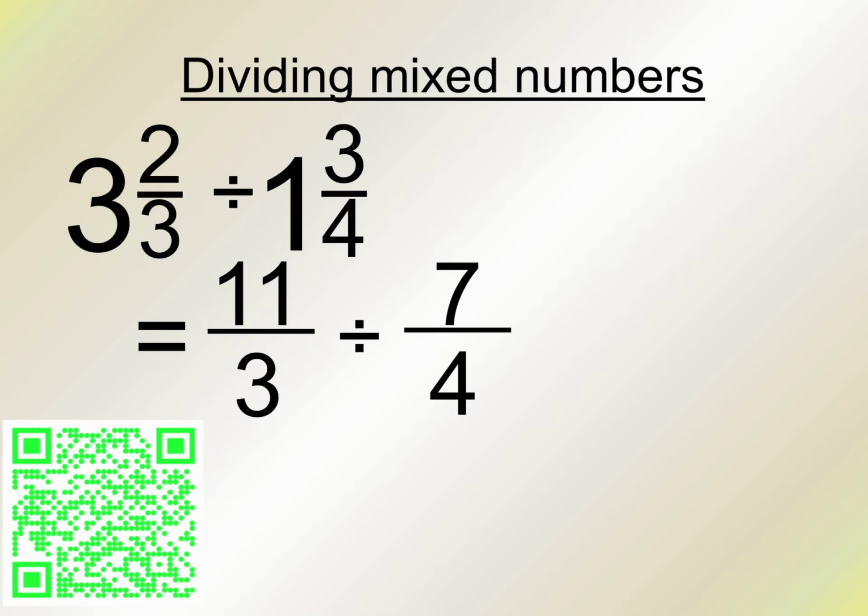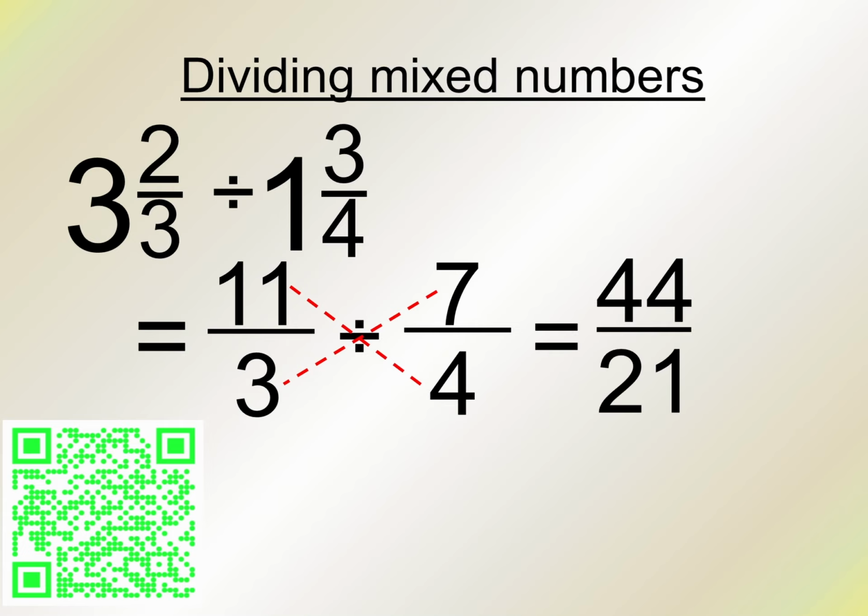Remember, we can't directly divide, so we want to change it into multiplication, and we invert the second fraction, or we can cross multiply. So 11 times 4 gives us 44, and 3 times 7 gets us 21. It's an improper fraction again, so change it into a mixed number. 21 goes into 44 twice, which is 42, with 2 left over. So our final answer is 2 wholes and 2 over 21.